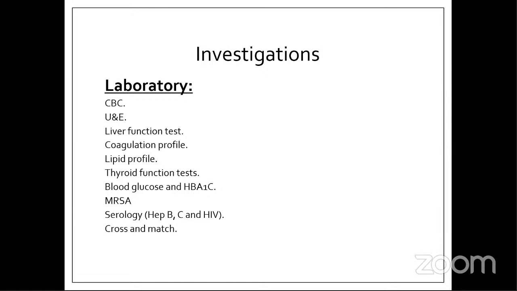Blood glucose and hemoglobin A1C to know whether the patient is controlled or not. Optimal preoperative glycemic control is less than 6.5. The higher it is, the higher the risk for complications. MRSA, patients who test positive for MRSA will require treatment with nasal Bactroban twice daily for 5 to 7 days, plus chlorhexidine bath weekly. They should be treated to decrease the risk for infection and reduce the hospital stay. Serology, hepatitis B, hepatitis C, and HIV, and cross and match.